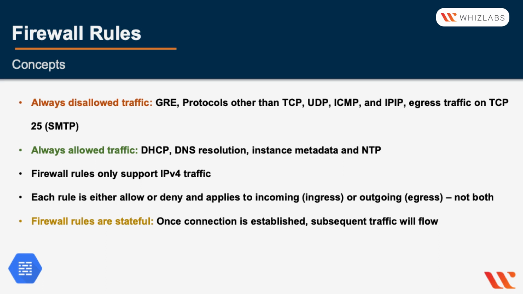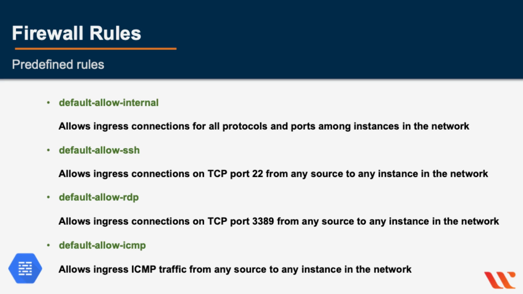The firewall rules only support IP version 4 traffic. Each rule either allows or denies and applies to incoming, which is the ingress, or outgoing, egress. You can't create a rule for both at the same time. And finally, firewall rules are stateful. Once a connection is established, then all the other subsequent traffic will flow.